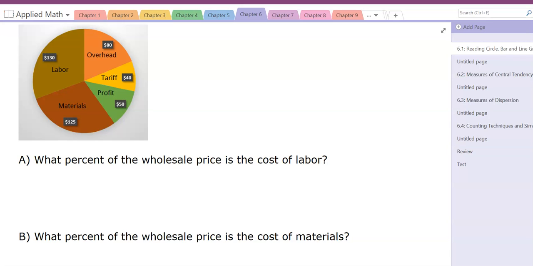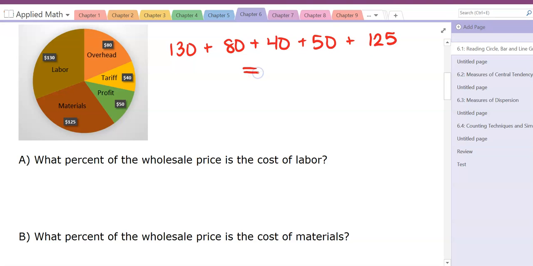So first of all, let's take all those numbers and add them up. So let's do 130 plus 80 plus 40 plus 50 plus 125. Can you guys do that? Someone add those numbers up and tell me what's the overall total cost, or the overall total number that we're working with here? Good. So 425 is the overall price of whatever is being used here.